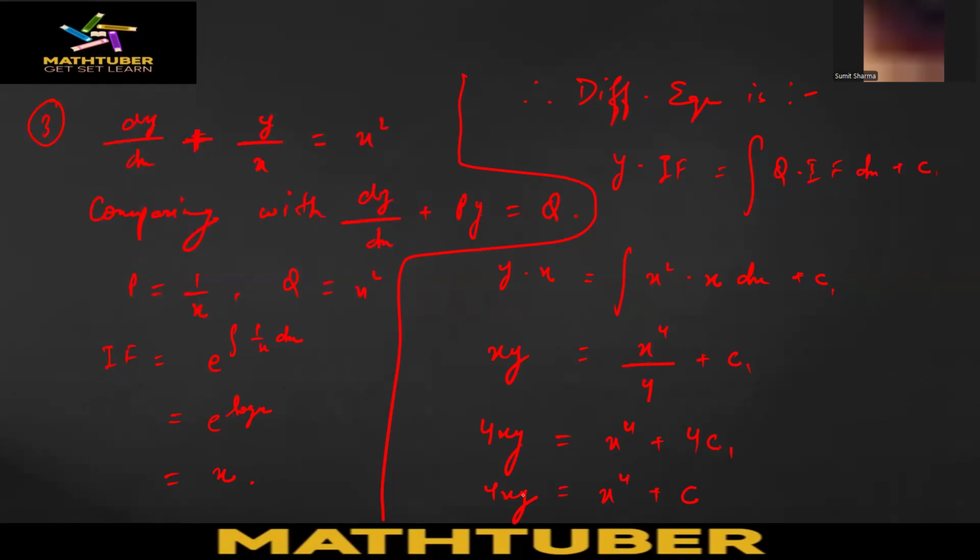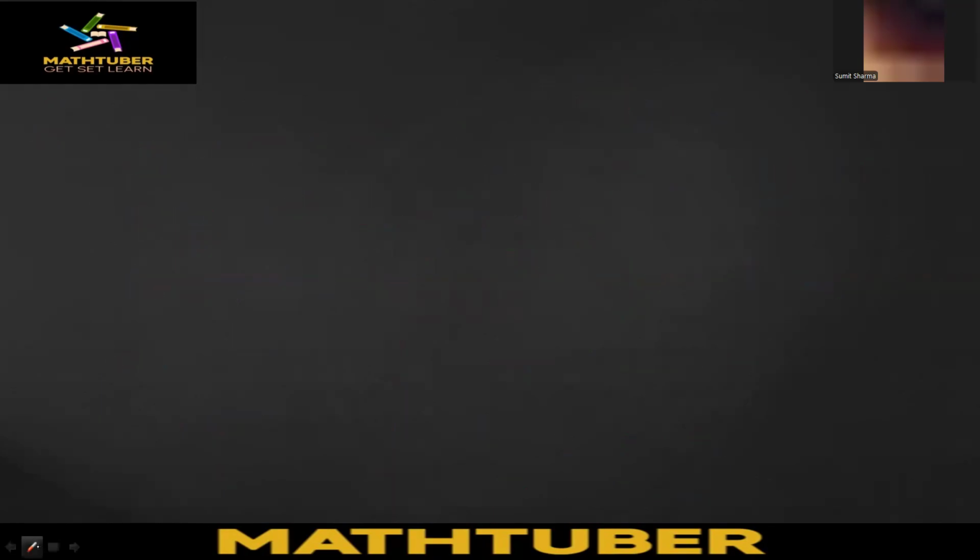Now, let us try some more questions. Let us try the fifth question. So the fifth question is cos square x dy by dx plus y equal to tan x. So I told you that in the standard form of linear differential equation, the coefficient of dy by dx should be 1. And if there is any other coefficient, then we have to divide the whole equation by that. So we have to first divide the whole equation by cos square x here.